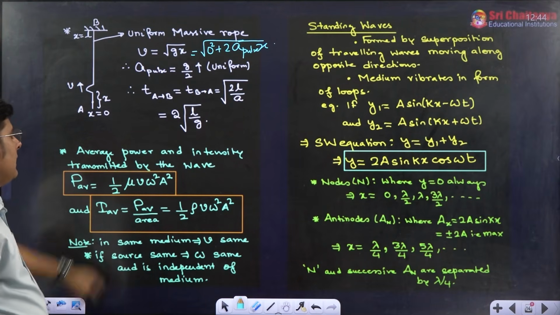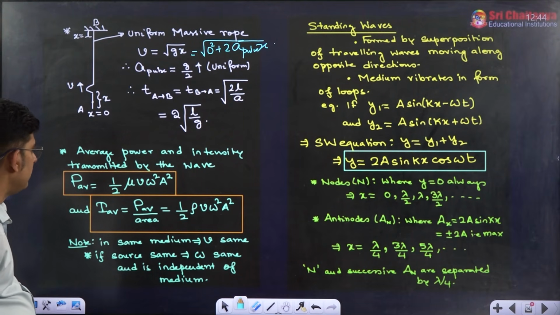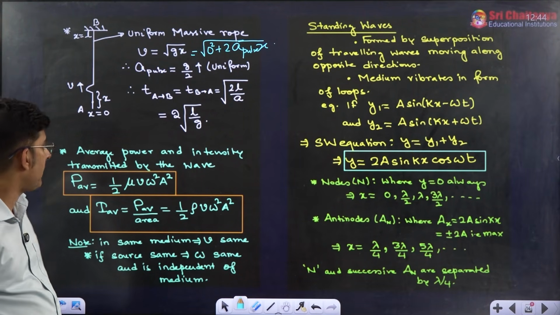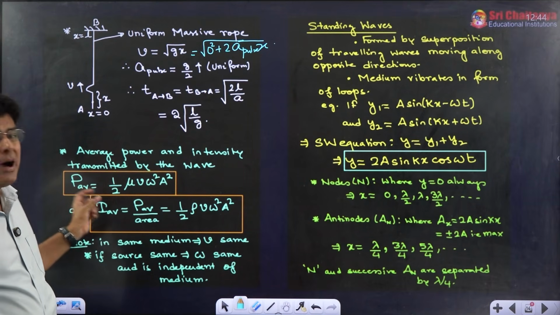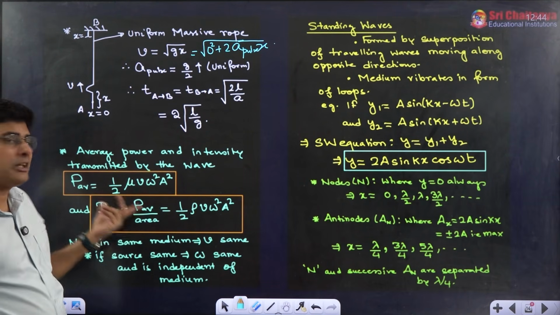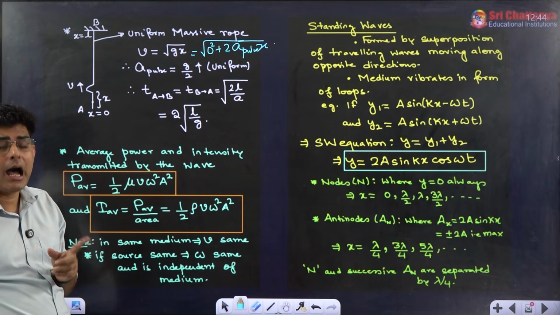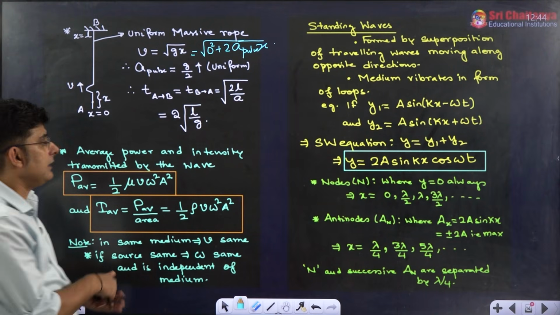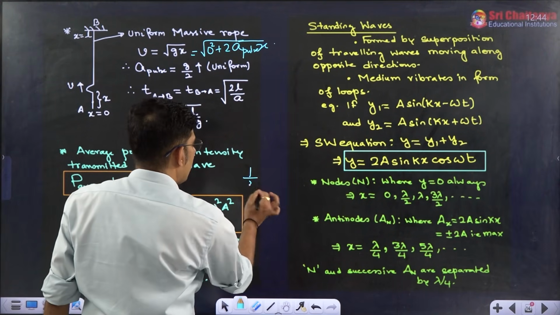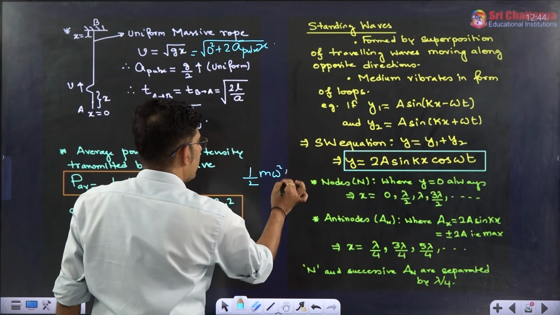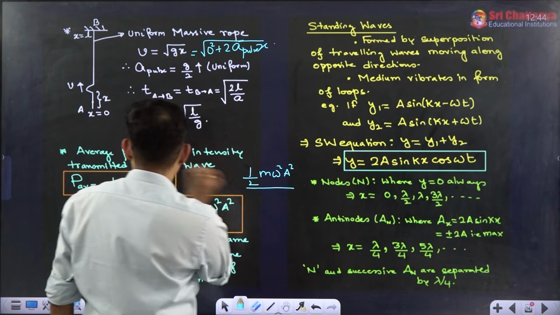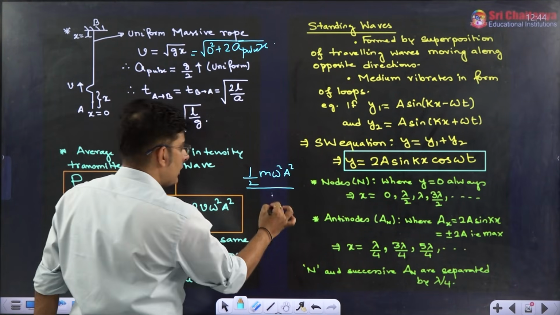Apart from this, we have average power and intensity transmitted by the wave. They ask you what is the average power and intensity transmitted. So power, very simple way of remembering. Beta, what is power? Energy by time. So average power, energy. Remember SHM, half m omega square A square. I tell students how to remember easily. Half m omega square A square. This is for SHM, divided by time. One full cycle, so capital T.